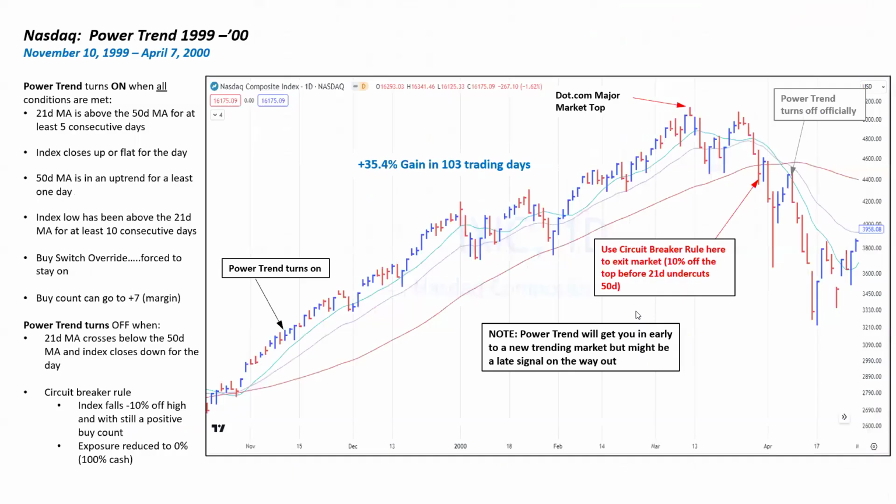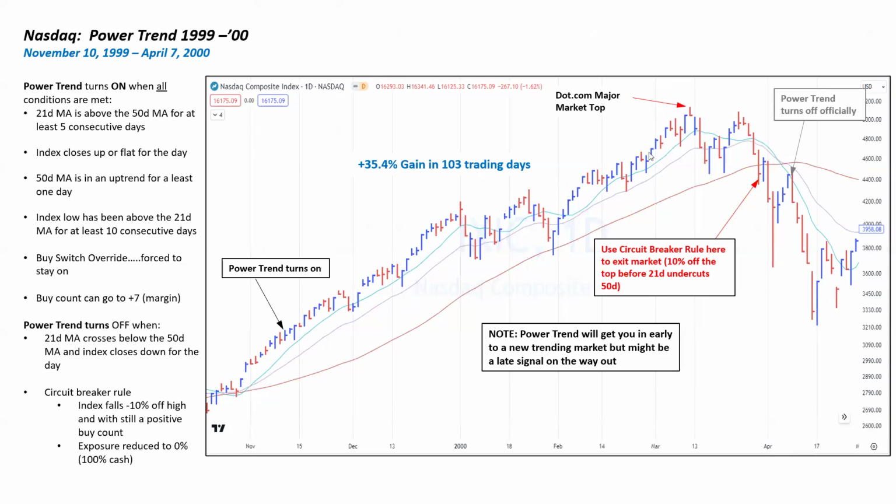So here's another example where the power trend did not get you out of the market early. This is a strong power trend, November 1999, and it was a strong trend up until April 7th of 2000. Same rules, but you can see here that in November, the power trend turned on right here, and it was about 103 trading days, very strong. In this particular chart, the purple line is the 20-day.